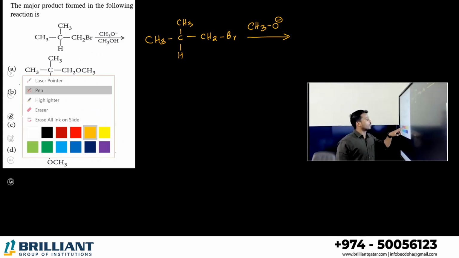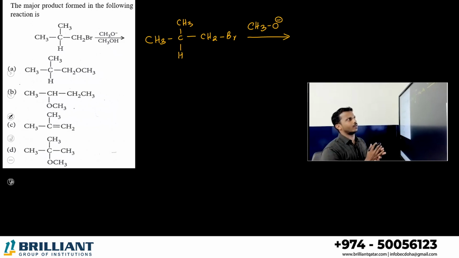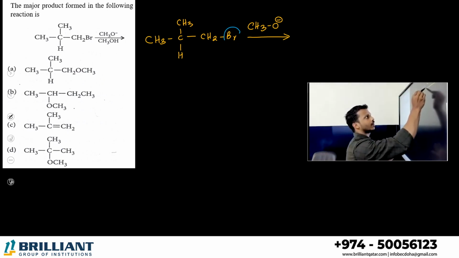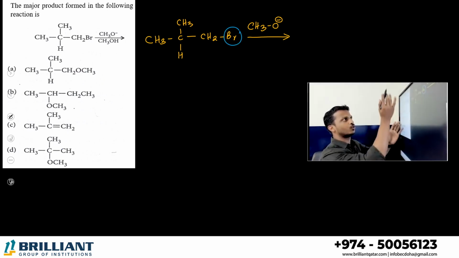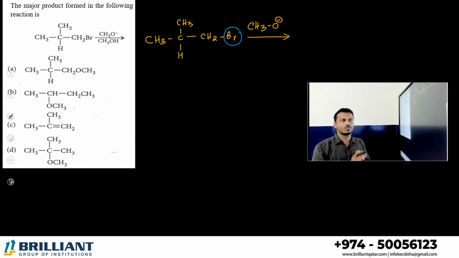So what is this reaction actually? Nucleophilic substitution reaction, correct or not? Because we want to remove this bromine and substitute the OCH3 nucleophile. If you directly add CH3O minus or OCH3 into the bromine position, that's a wrong answer. That's also a product. I'm not saying it is not a product. It can be a product, but it is a minor one.